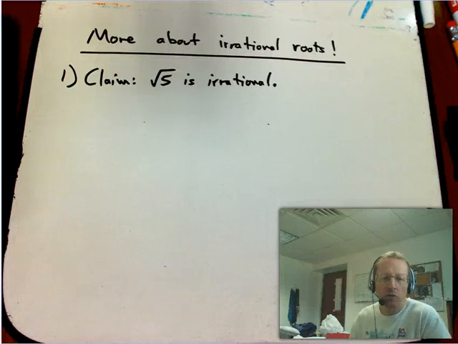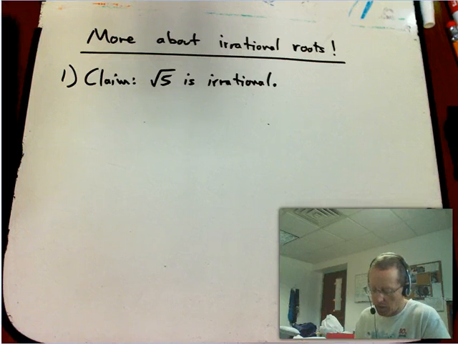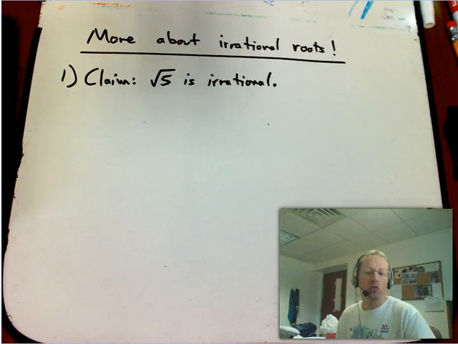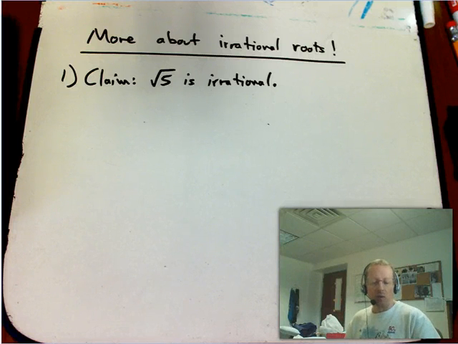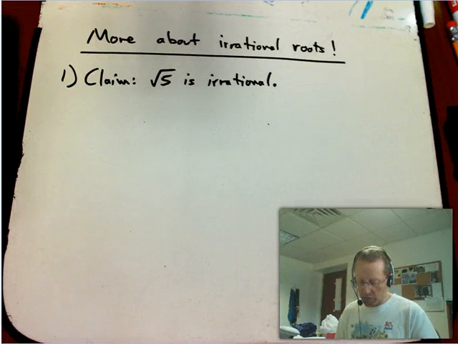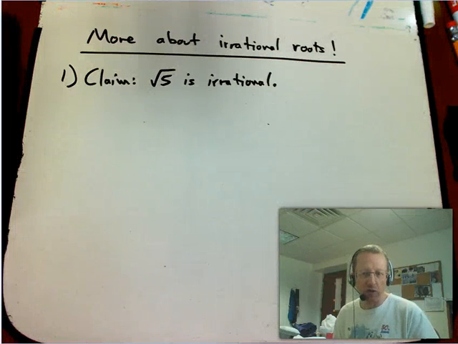I want to do a few videos about irrational roots. Our main concern with number theory, at least at this level, is not with irrational numbers, but it's good to get some exposure to some of the things we could prove about rational or irrational numbers. And I want to start with the claim that root 5 is irrational. It's very like the claim that root 2 is irrational.